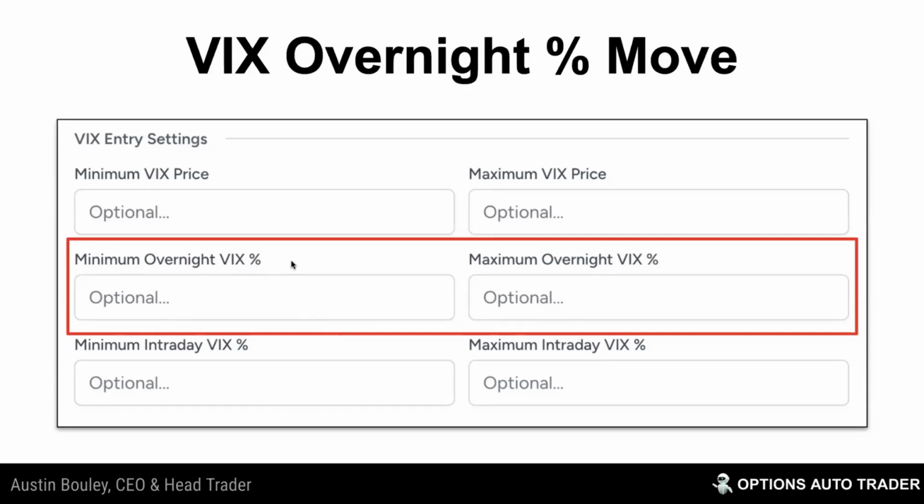And then again, if you want to make sure you're not trading when volatility is crazy overnight, you can set the maximum to something like 50. If VIX somehow moved 50% overnight, probably best to stay out of that trade, which can really help improve your win rate for zero DTE strategies. Again, these are all things that can be backtested as well in enhancing your strategy.